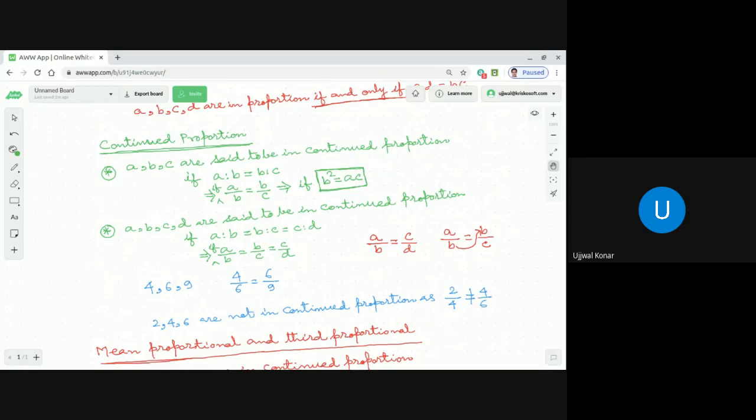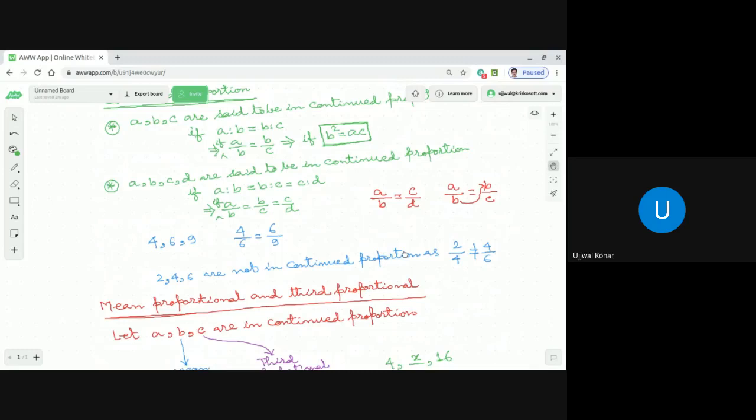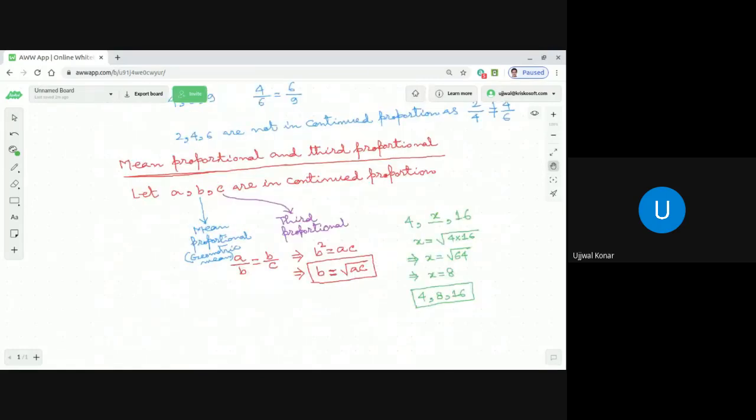And then finally, we discussed mean proportional and third proportional. Let A, B, C be three quantities in continued proportion. Then B is known as the mean proportional, also known as the geometric mean. The term C is known as the third proportional. As they are in continued proportion, we can find the value of B in terms of A and C, that is B equals the square root of A times C. These are the things we have discussed so far.